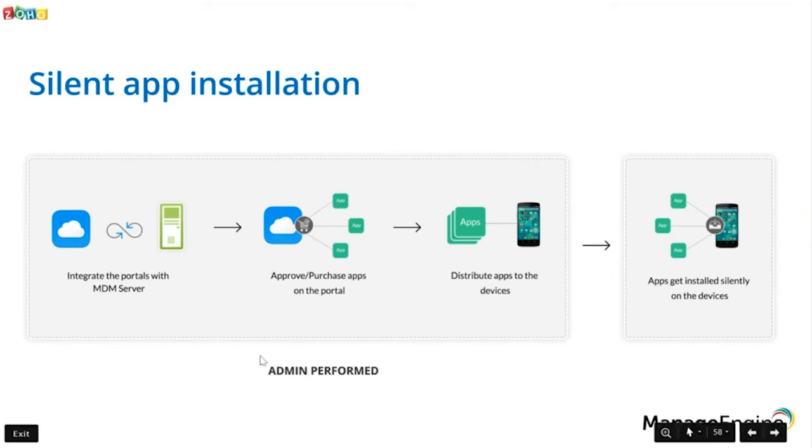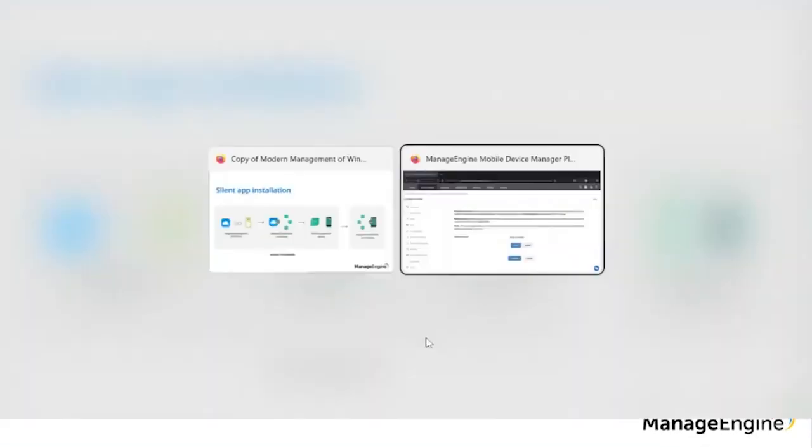So the first step for app installation is the integration of the ABM portal with the MDM server. Once this is done, apps can be approved on the ABM portal, and these apps are then reflected on the MDM server and can be silently installed on the devices. The process is the same for iOS and macOS devices. Once apps are approved, you can navigate to the app repository tab in the MDM portal, click on Apple App Management, and silently distribute apps to users. So let me quickly show you how.